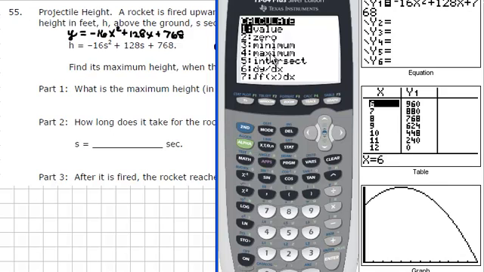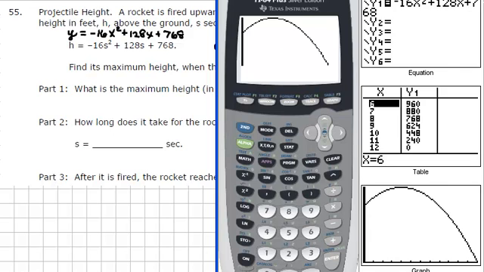Notice that the fourth option is maximum. We want to determine what is the maximum height of the rocket. So select number 4 and then follow the prompts.